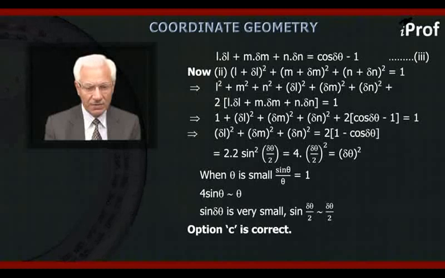Now the second simplifies to l plus delta l whole square plus m plus delta m whole square plus n plus delta n whole square equal to 1. When we simplify it, we get l square plus m square plus n square plus delta l whole square plus delta m whole square plus delta n whole square plus 2 times l into delta l plus m into delta m plus n into delta n is equal to 1.